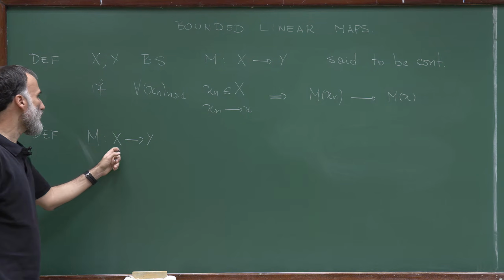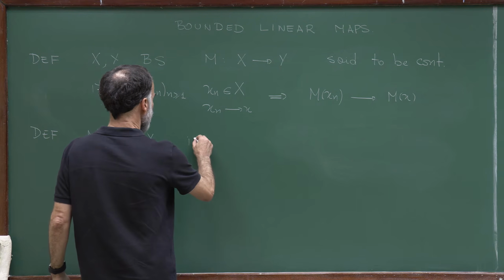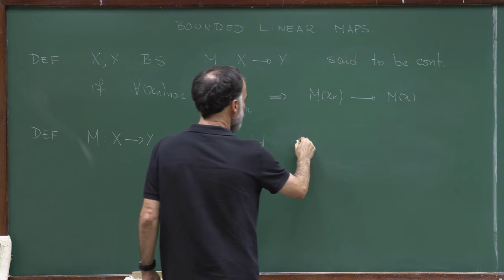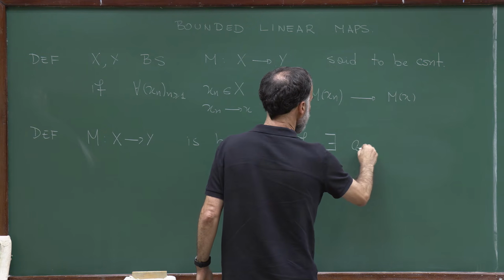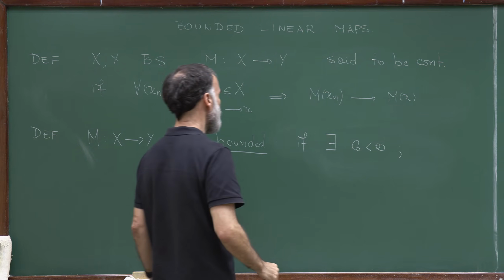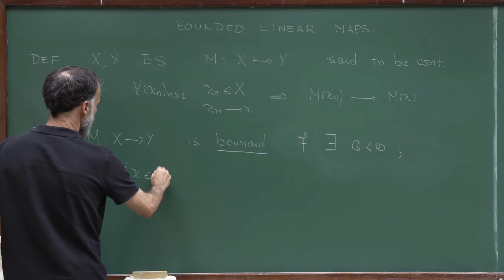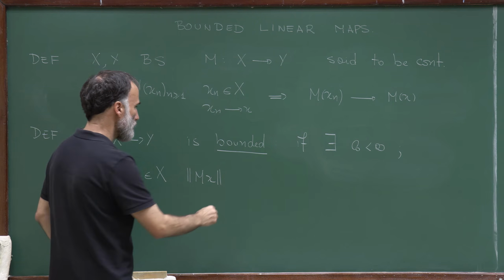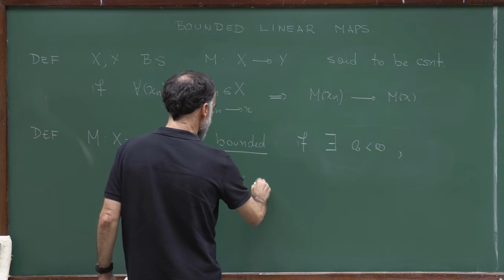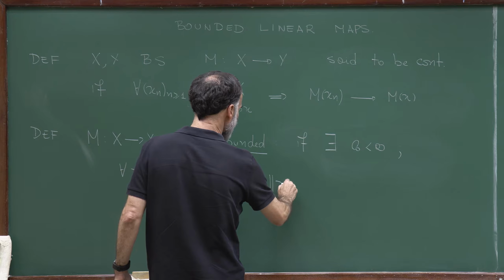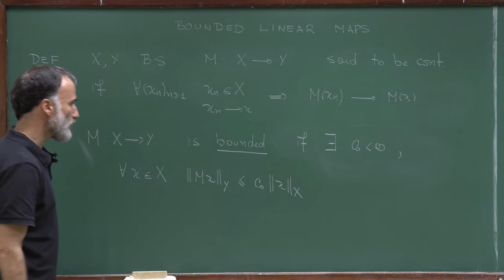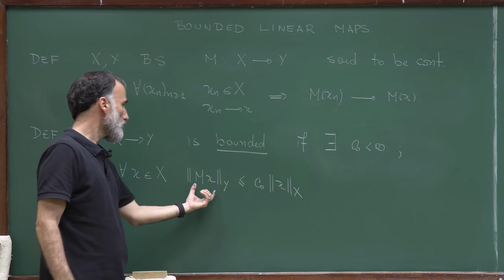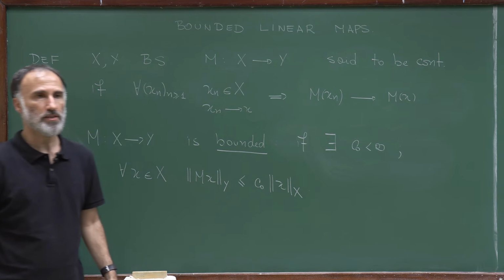So a linear map from X to Y, two Banach spaces, is bounded if there exists a finite constant C0 such that for all x in X, the norm of Mx, which is an element of Y, so this is the norm in Y, is bounded by C0 times the norm of x, the norm in X. So M will be said bounded if there exists this finite constant such that for all x, the norm of Mx is bounded by C0 times the norm of x.